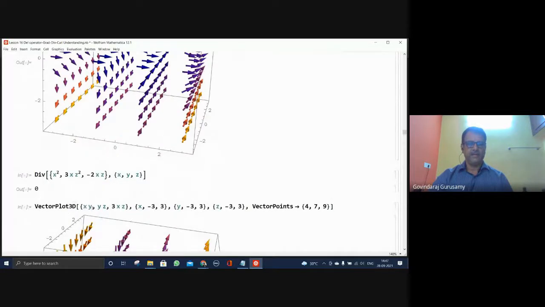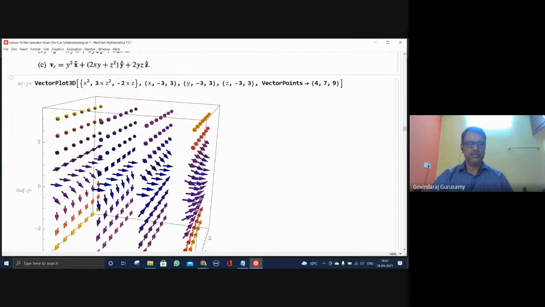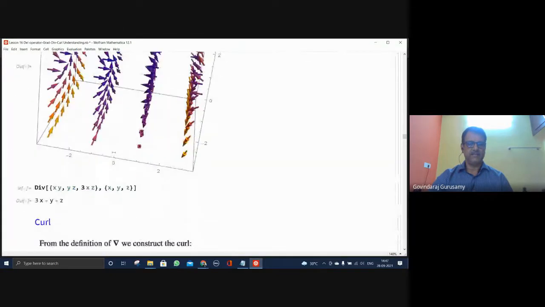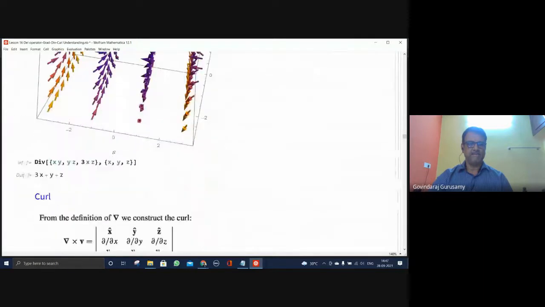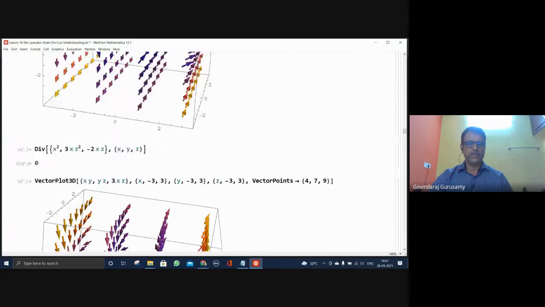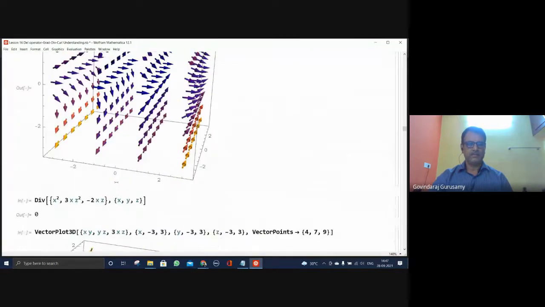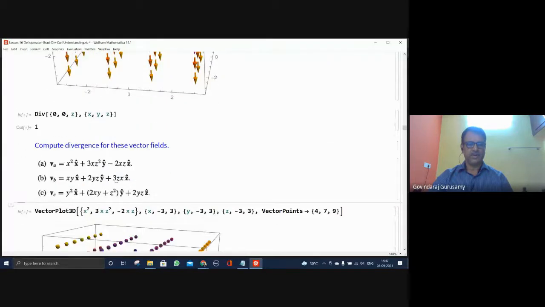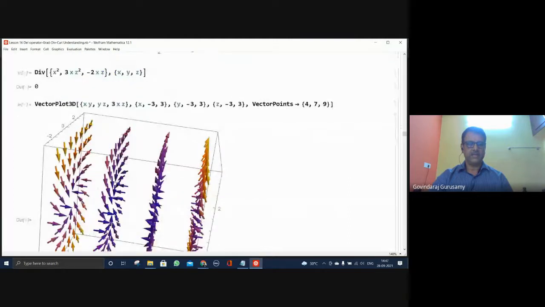Similarly, the vector field of what is it? xy, yz, and 3zx. So we find out what is the divergence for that. The divergence is for xy, yz, 3xy. In fact, I guess the 2. Am I right? The problem was 2xy, 2yz, and 3xz.